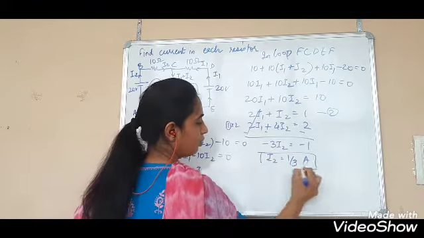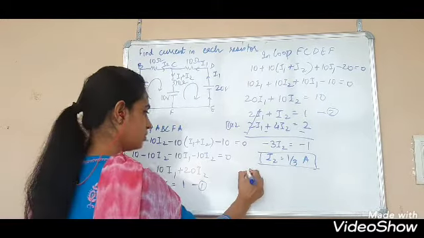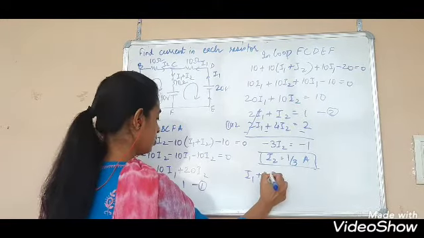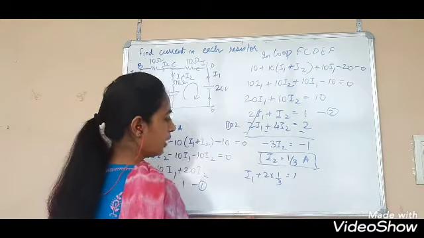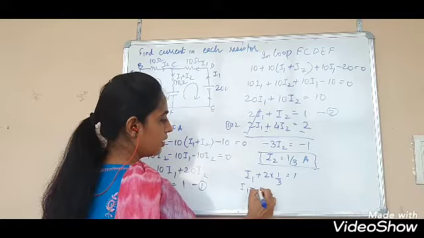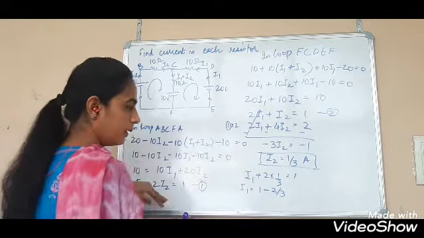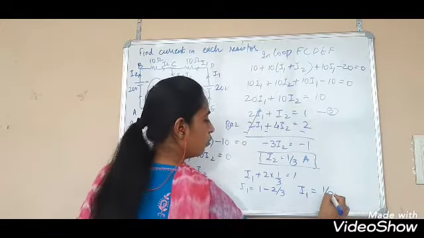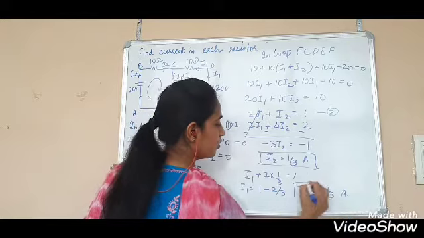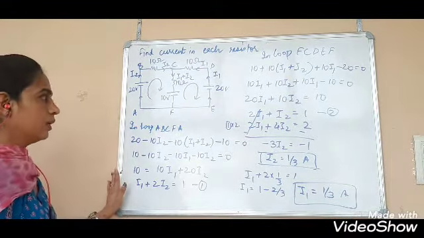You get the value of I2, substitute in equation 1. So I1 plus 2 into 1 by 3 is equal to 1. That means I1 is equal to 1 minus 2 by 3, that is again 1 by 3. I1 is equal to 1 by 3 ampere. So I1 and I2 both are 1 by 3 ampere, right?